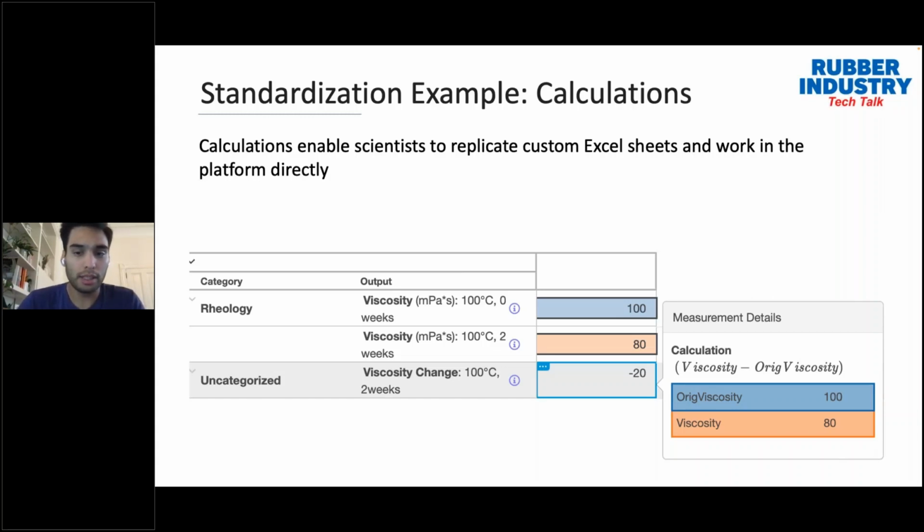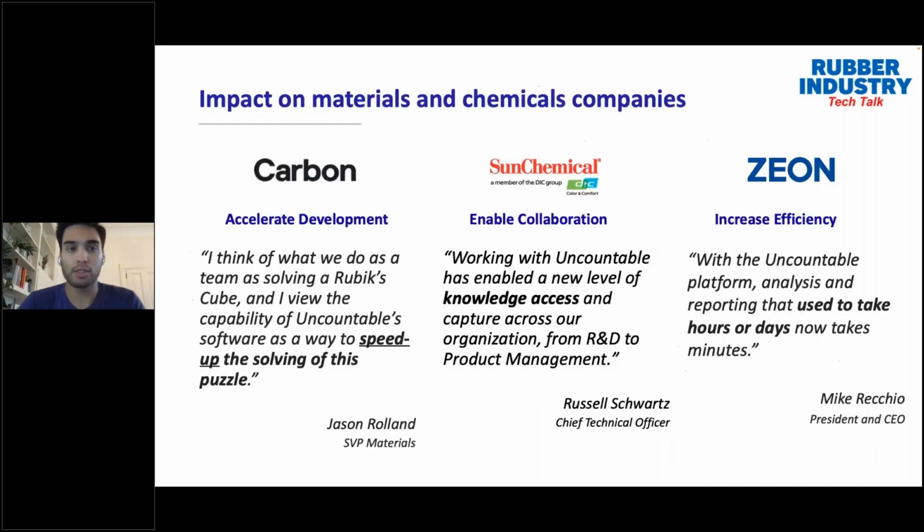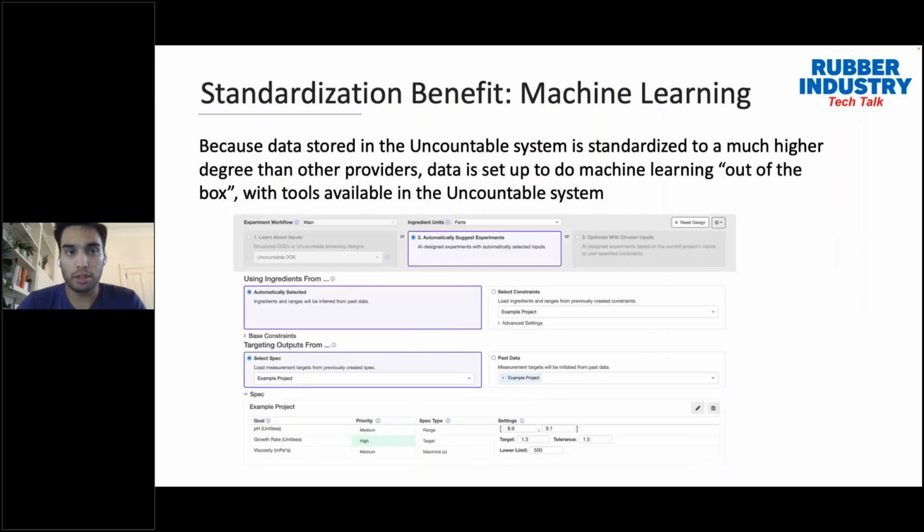But along with the collection of your data, everybody always asks, what is the actual added benefit of having your data structured in the system? And I hate to go back to a previous slide here, but it's pretty clear. So accelerating development, enabling collaboration, increasing efficiency when you're trying to analyze or learn from your data, but also the cherry on top, which I talked about in the prior presentation, is machine learning.